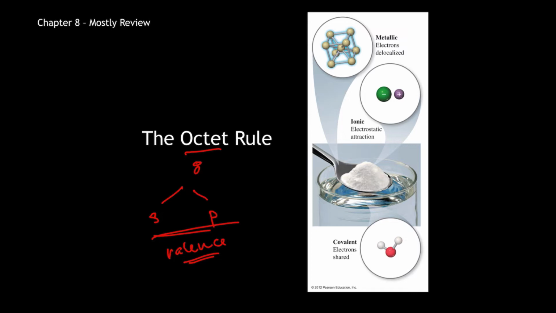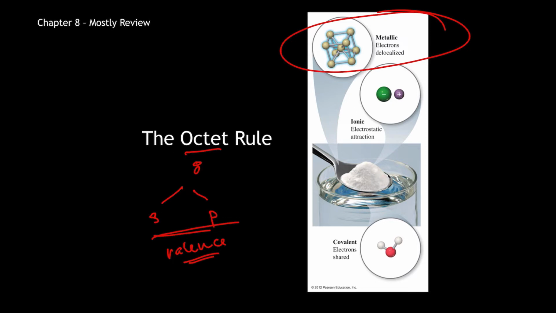But that doesn't apply to everything. There are things that commonly have less than an octet. There are things that are capable of having an expanded octet. And there's that whole bunch of D and F block metals where the concept of valence gets a little bit fuzzy, and so then the octet rule doesn't apply at all there, actually. So we'll have to use context and other data to help us make determinations there.